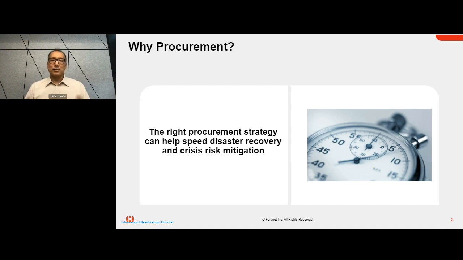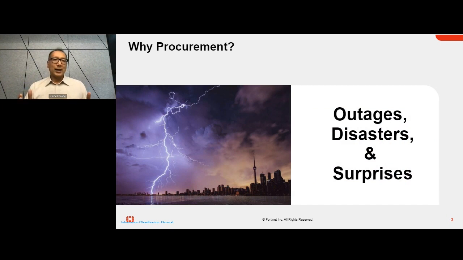So let's talk a little bit about why. I'll give you two scenarios. So why procurement? In a day, surprises happen, outages, disasters. You could be running in a cloud provider. You could be in a hybrid cloud world where you have some local backups and things in the cloud.